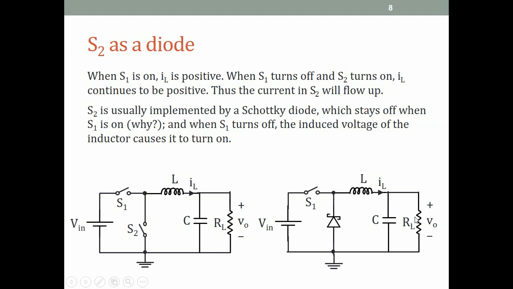I'm going to tell you the answer. You convince yourself that it is a correct answer. If RL changes, VO is going to change. If RL becomes smaller, VO will become smaller. You convince yourself that that is true.